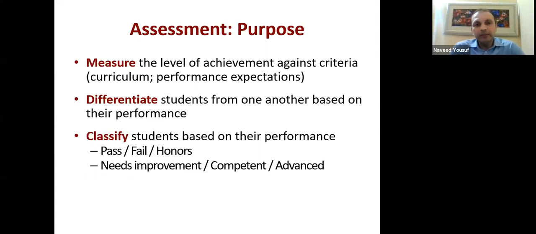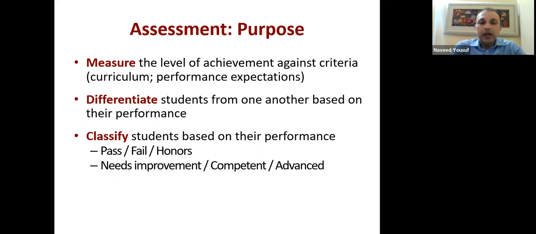And when we measure them, we then try and differentiate students from one another based on the performance we have measured. We try to differentiate them as to who knows much better, who has scored higher, who has better grades as compared to others who have relatively scored lower or have lower grades. And when we have this differentiation, most of the time, we then classify these students as pass and fail, or pass, fail, and honors.